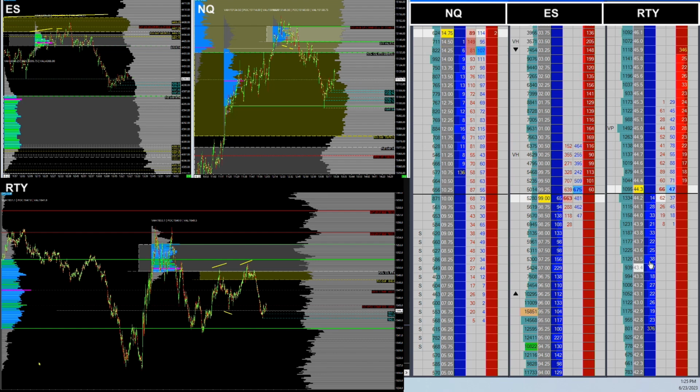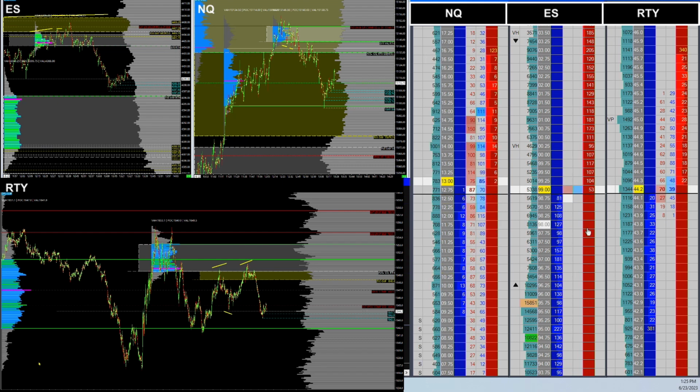There might be a short. You've got to be careful because this could be a channel low. It's just going to be a scalp. That's not worth it, because we're too close to that high note on Russell.